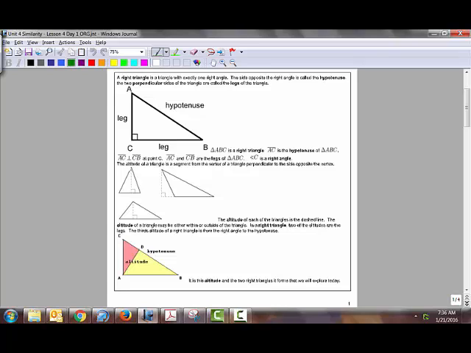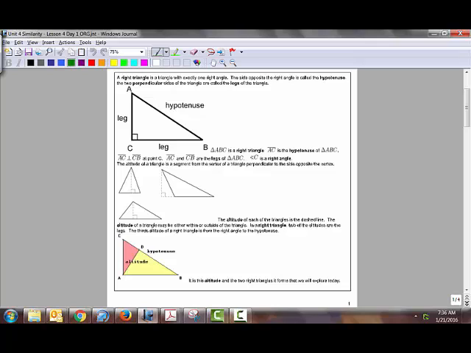And now we have another aspect of a triangle. A triangle will have an altitude. An altitude is a segment that goes from a vertex perpendicular to the side opposite. So if you notice, an altitude can reside inside the triangle or outside of the triangle.